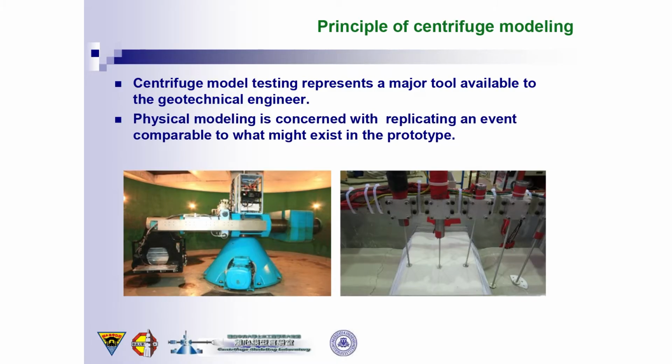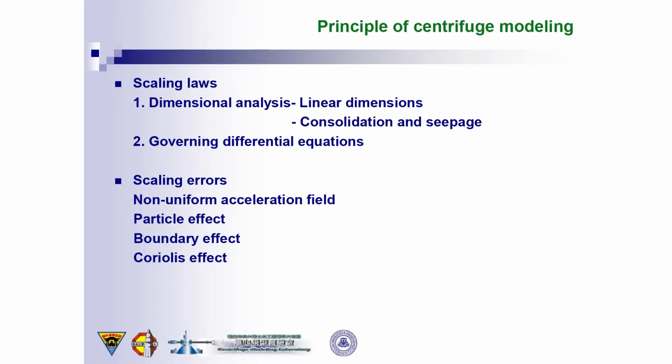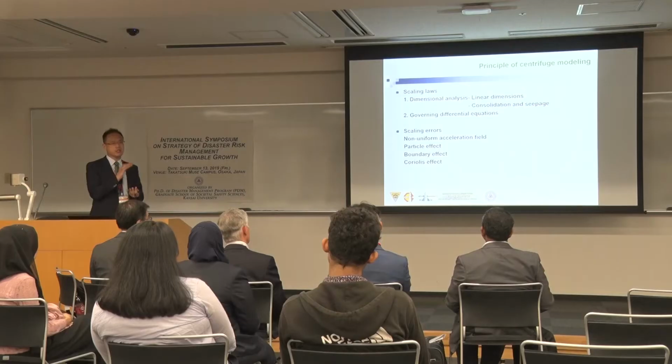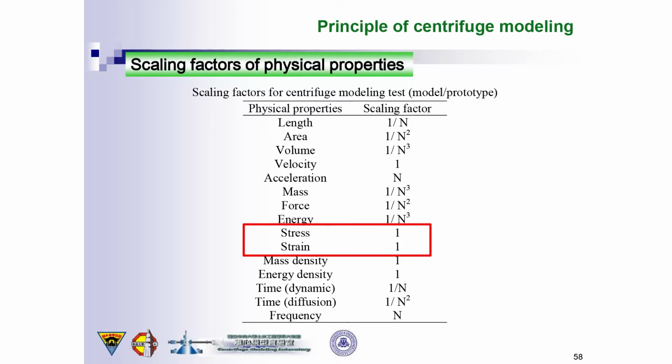So this is the NCU centrifuge. We use this to simulate a lot of geotechnical problems. And then, of course, they have some scaling laws, and some errors about the boundary and the particle effect. But now I just talk about what we have already done. The advantage is that we can create the same stress and strain relationship as the prototype.